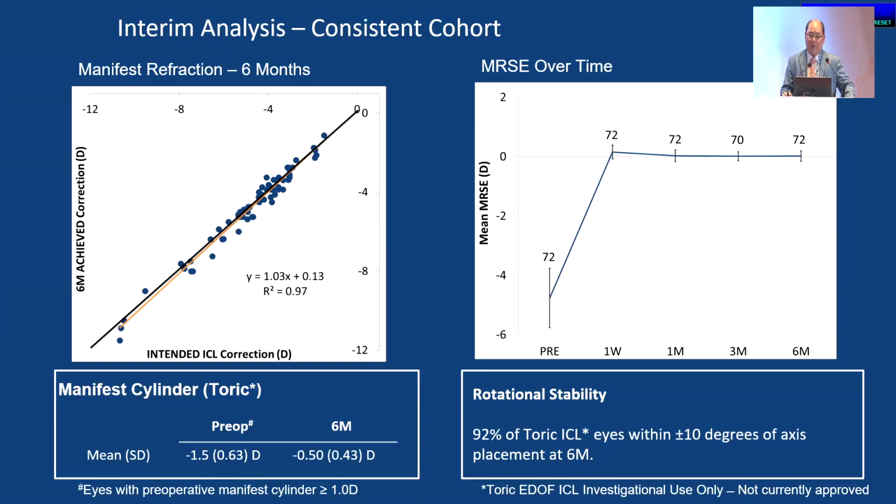And in terms of MRSE, in the beginning we are a little bit on the hyperopic side, about plus a half, and then it regresses to near plano. So now we see that the refraction stabilizes at near plano. The cylinders of the patients have a mean of 1.5 diopters. And 92% of the eyes were within 10 degrees of rotational stability.